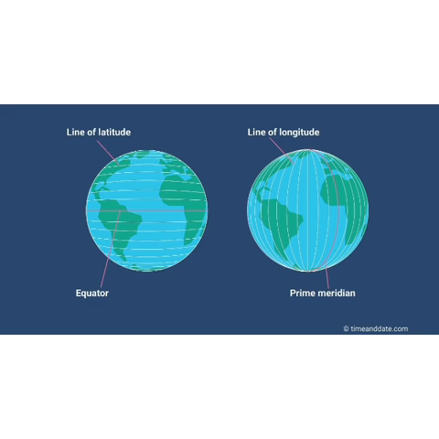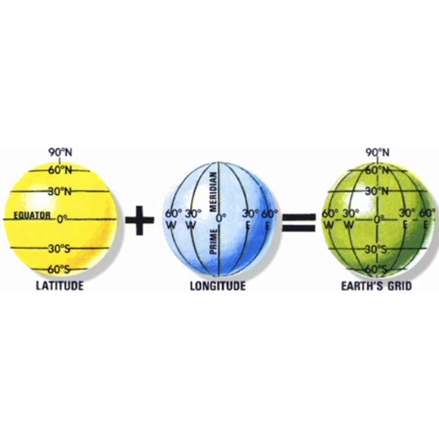So, the imaginary lines running from west to east, which are parallel to the equator, are called parallels or latitudes, and the imaginary lines running from north to south, which join the poles, are called meridians or longitudes. And when these latitudes and longitudes form a network on the globe, this network is called the Earth's grid. It is helpful to locate any place on the Earth.